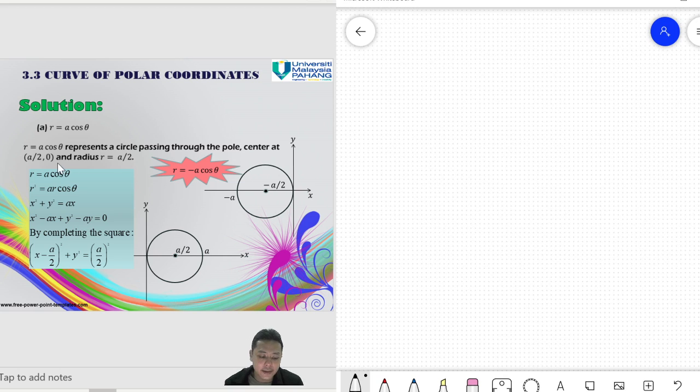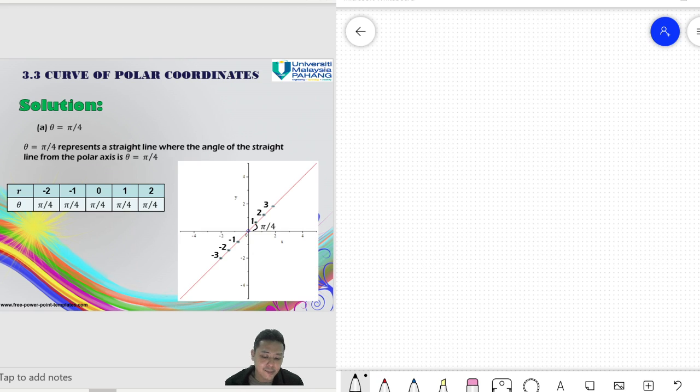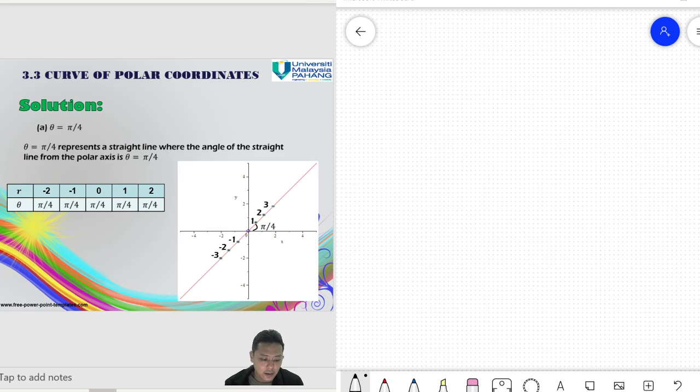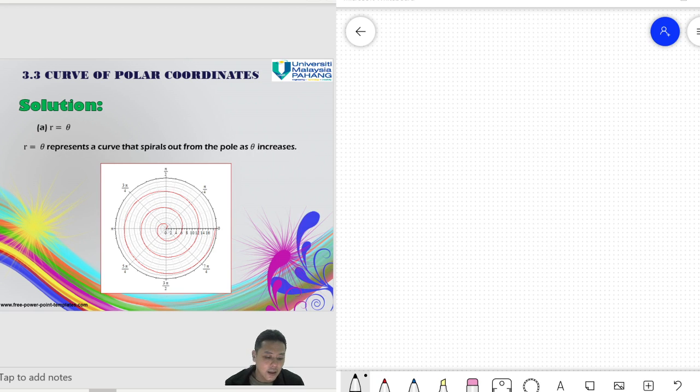Okay, let's move forward. This one has already been discussed. This is a special case of r equals theta. This one is very hard to draw. You just need to know that if r is equivalent to the angle theta, then it will be a spiral.